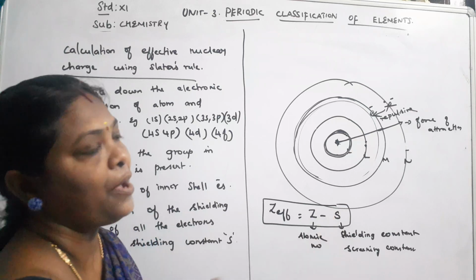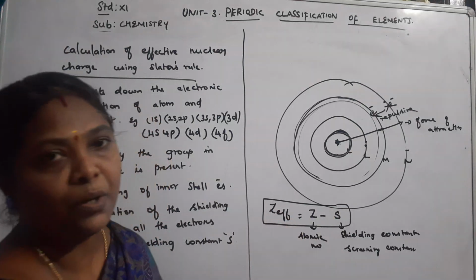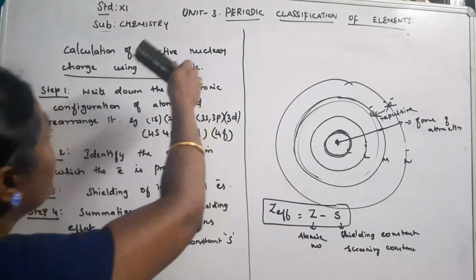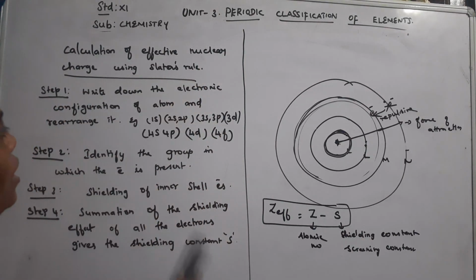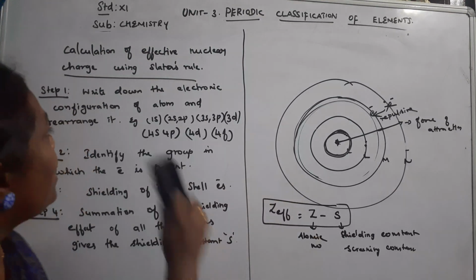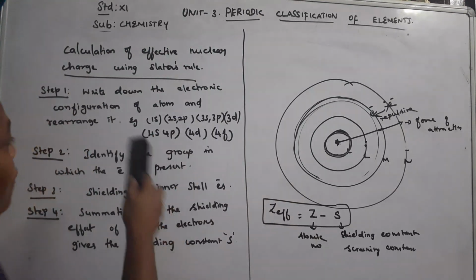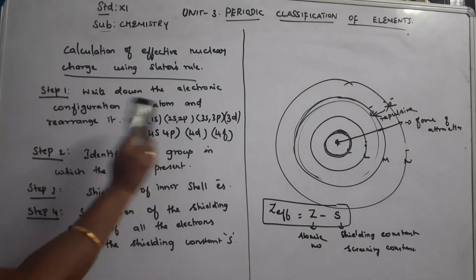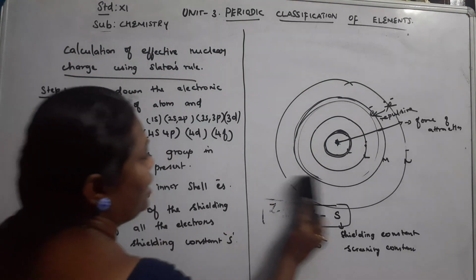Now let us see how we have to calculate the effective nuclear charge by using Slater's rule. For that, here on the board itself I have written the rule. Let me explain with examples. I have written 4 steps here. I'll explain one step.